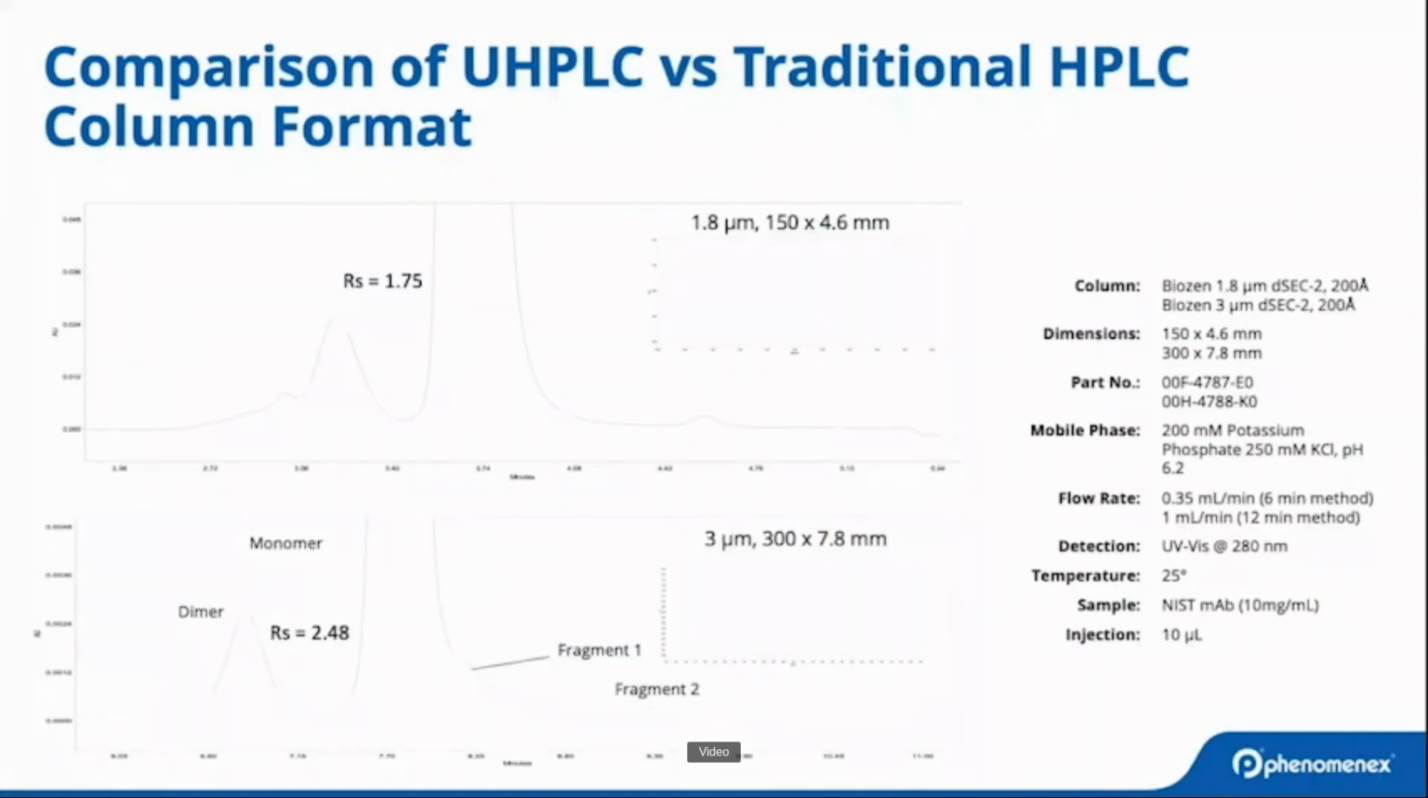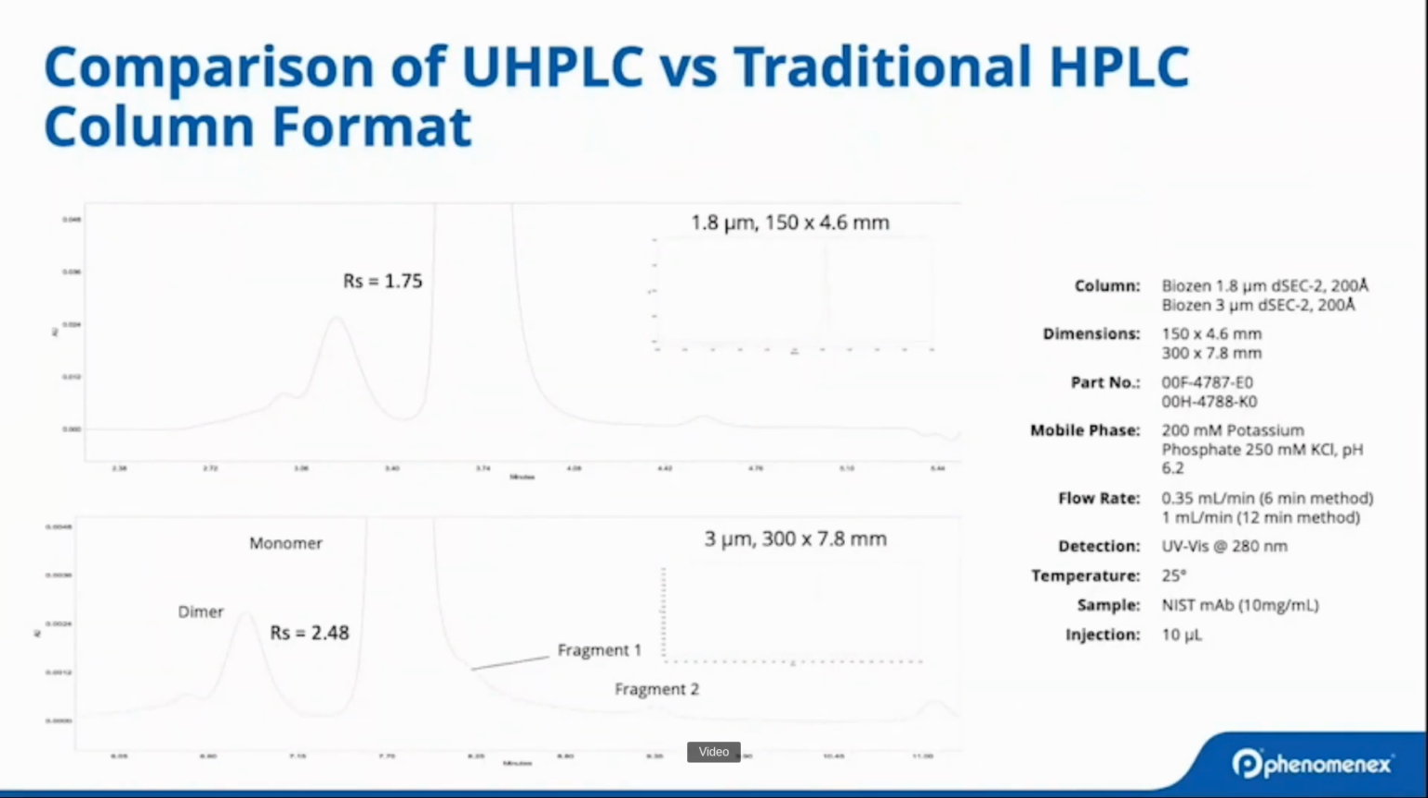So here we're comparing a shorter high throughput dimension, the 1.8 micron 150 by 4.6, with a traditional 300 by 7.8, 3 micron column. And we have NISTmAb, which has a substantial amount of aggregate in the sample. There's also a well-defined fragment peak, making it a suitable candidate for method development. And we can see quite a difference in resolution with the Rs exceeding 2 for the monomer and dimer using the standard 300 by 7.8 ID format. And this is ideal for any aggregate analysis method where resolution of monomer and dimer greater than 2 is needed.